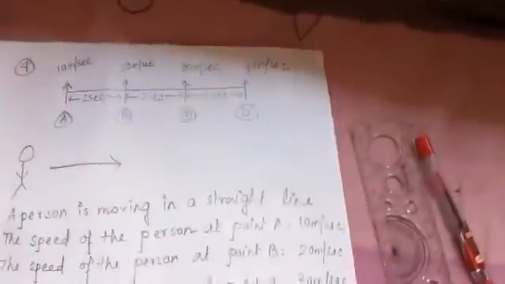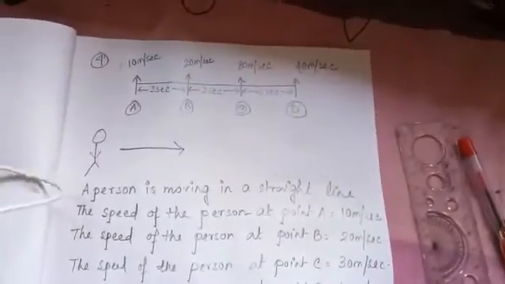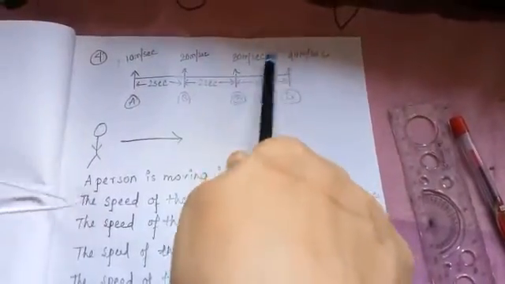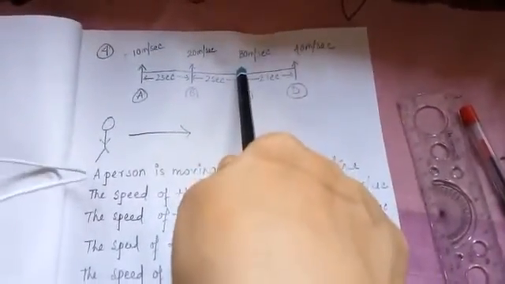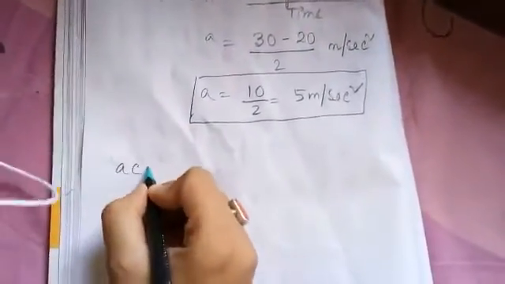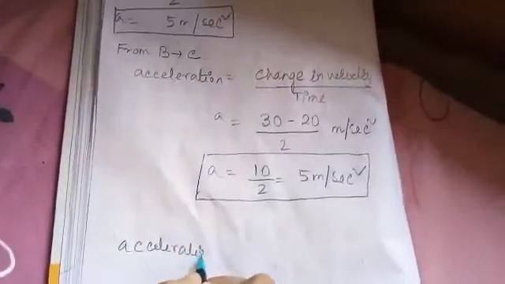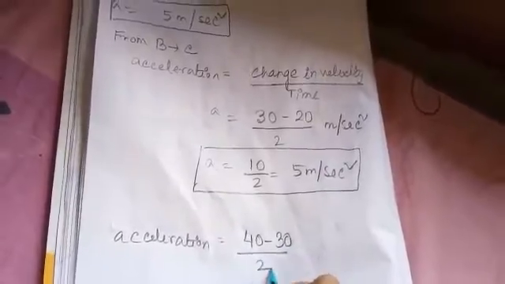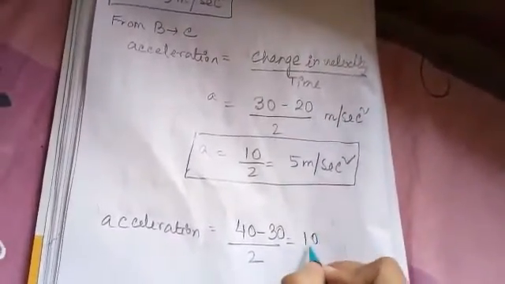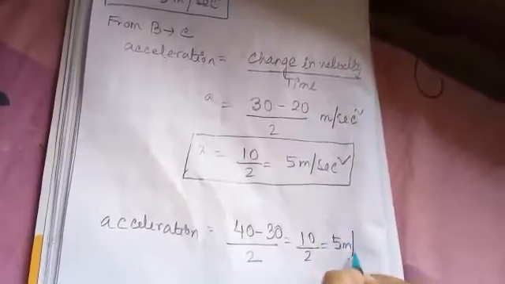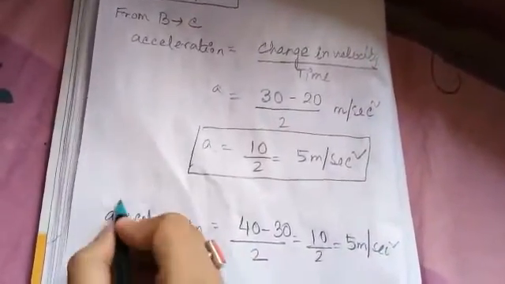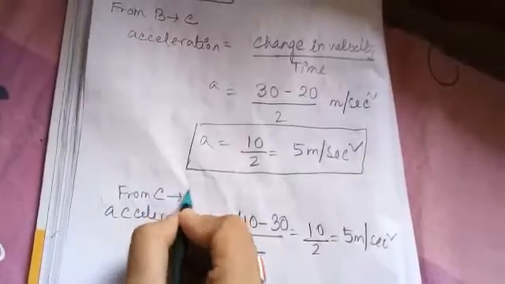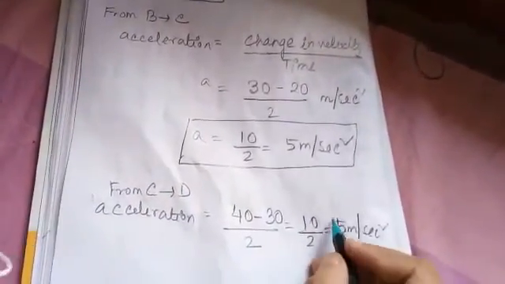Now we are coming to C to D. What is the velocity difference? Here it is 30 meters per second, it becomes 40 meters per second. So change in velocity is again 40 minus 30, which is 10, and the time gap is also 2 seconds. So acceleration is 40 minus 30 by 2, which is 10 by 2 equals 5 meters per second square. So from C to D also the acceleration is 5 meters per second square.